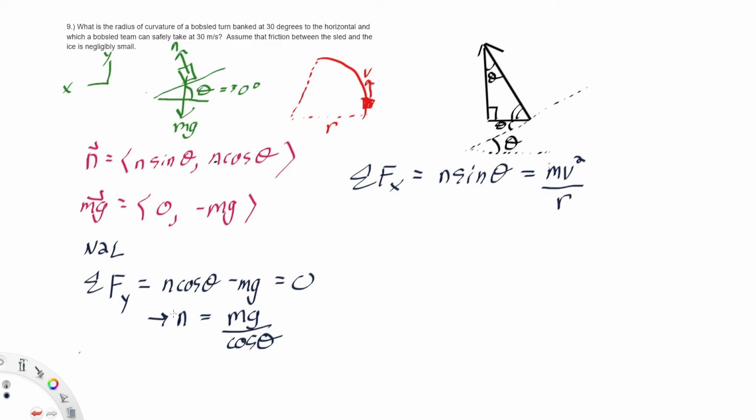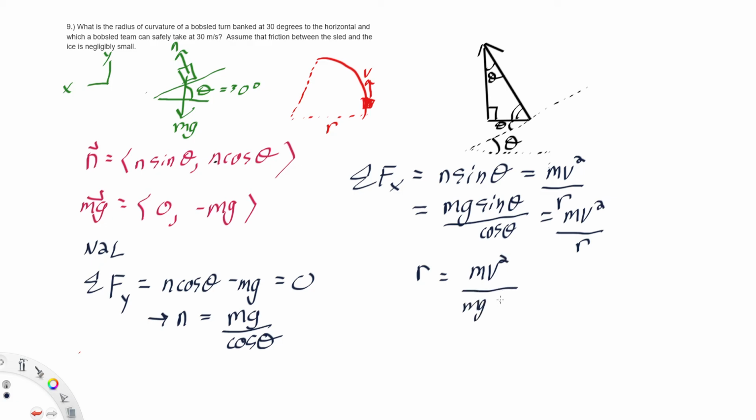So let's take our expression for normal force from the y direction and plug it in here. So we get mg sine theta over cosine theta. Sine theta over cosine theta is, of course, tangent theta. So when we're solving for r, we can multiply both sides by r, and then divide both sides by mg tangent theta. We get r equals mv squared over mg tangent theta.